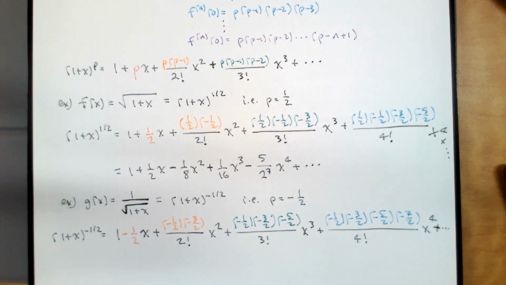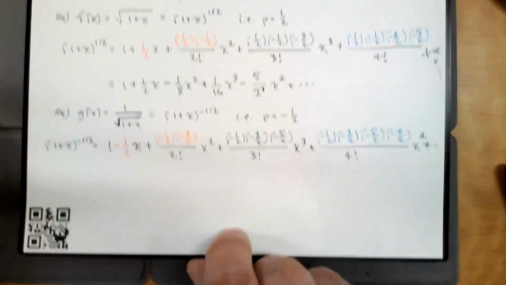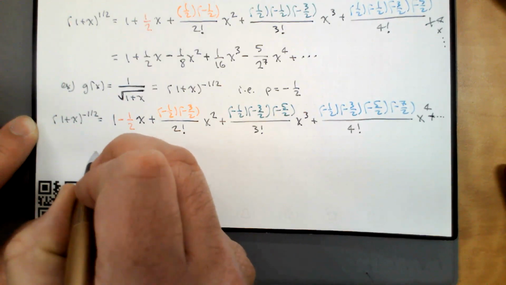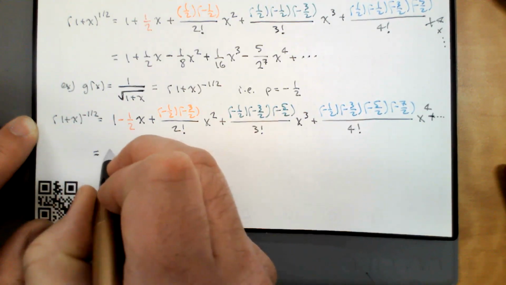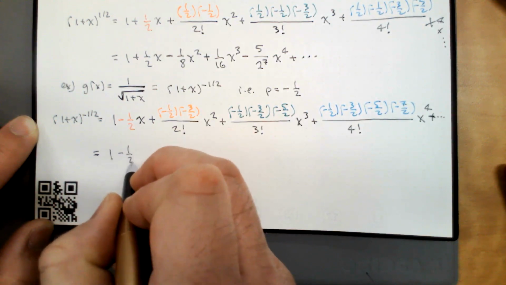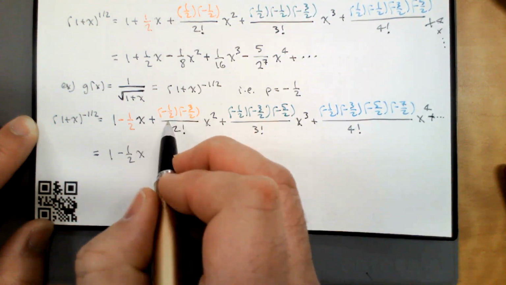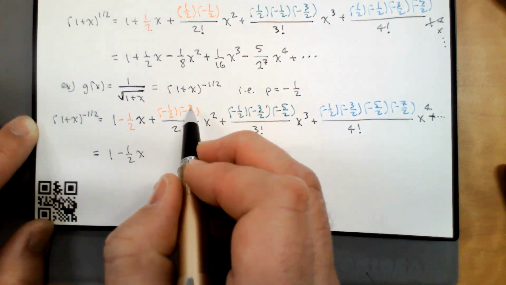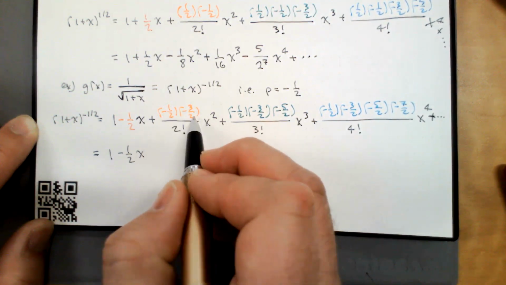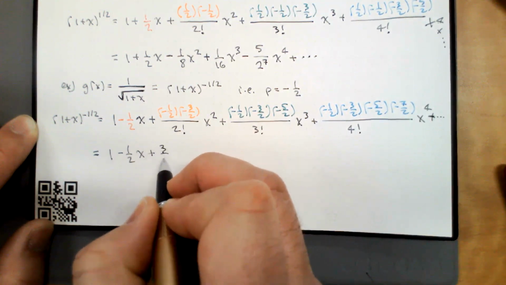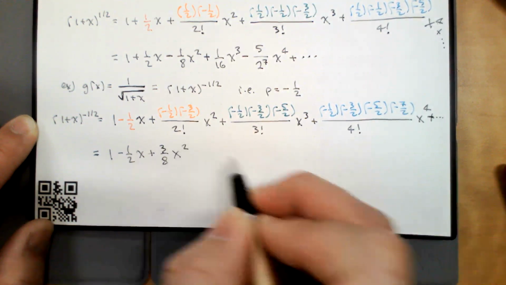Then, of course, we're going to want to clean these up, because this looks awful. So I have 1 minus 1/2 x. The next term will be positive because I have 2 negatives. So 1/2 times 3/2. I have a 3 in the numerator and 2 times 2 times 2 in the denominator. So plus 3/8 x squared.